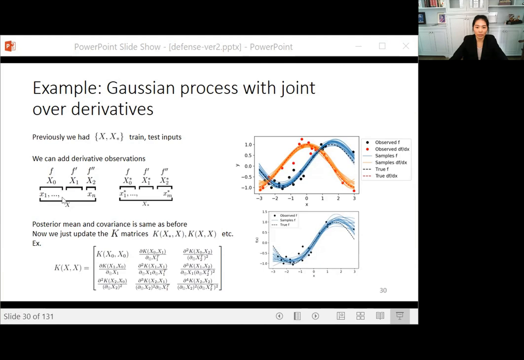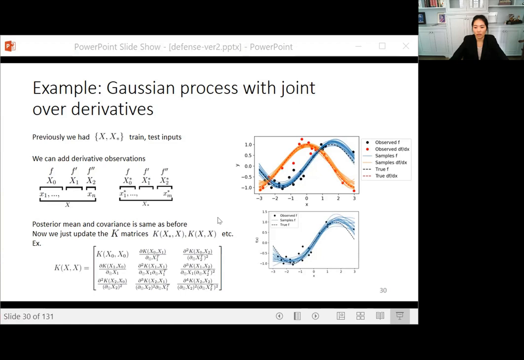And this can be an arbitrary number and arbitrary location for these inputs. And then the posterior mean and the covariance is the same as before, nothing changed. The only thing is that we need to update the K matrices. And this is an example of KXX. If we have these function and derivative observations concatenated in this way, then the covariance matrix here becomes blockwise, and we have to take into account the derivative, the covariances across derivatives. So that is actually the derivative of the kernel with respect to the input that we want the derivative.